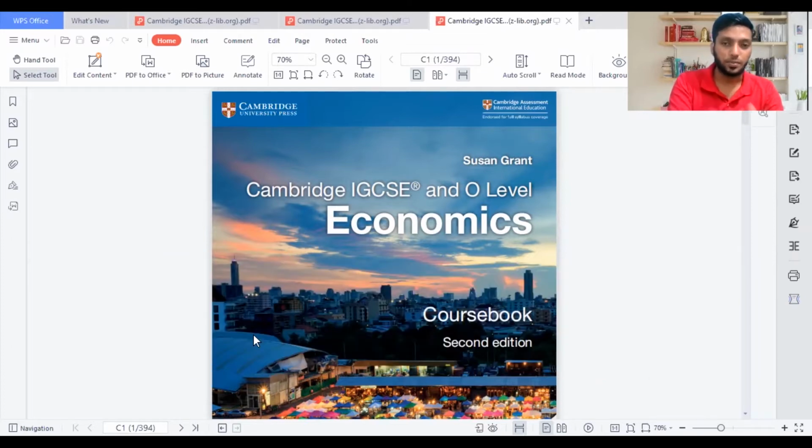Many students have difficulty finding out what areas they need to learn for their economics subject when they are doing Cambridge O-level or IGCSE. So I'm going to give a small guide.